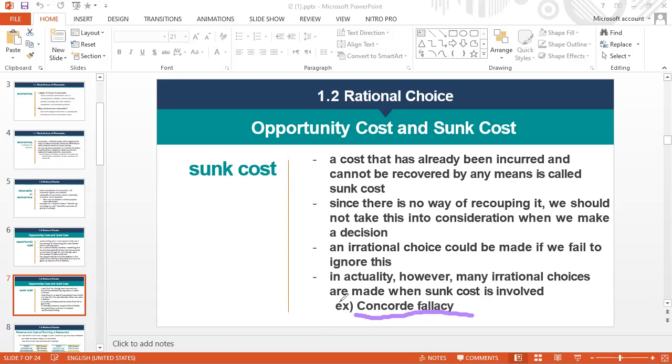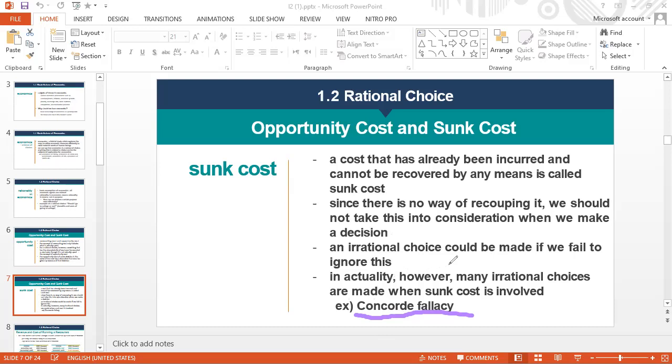So the cost that they have spent is called sunk cost, because if they stop the project, they lose all the costs that they have spent before. There is this Concorde fallacy. So a rational choice could be made if we ignore this. We have a sunk cost that we can't recoup, we can't recover.